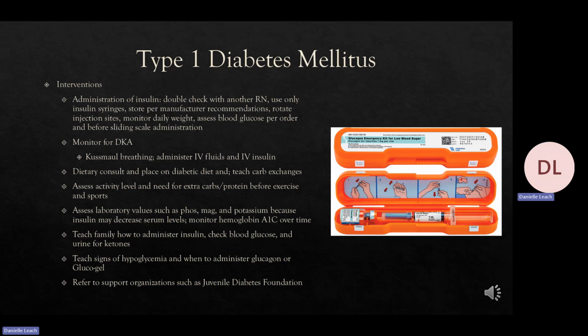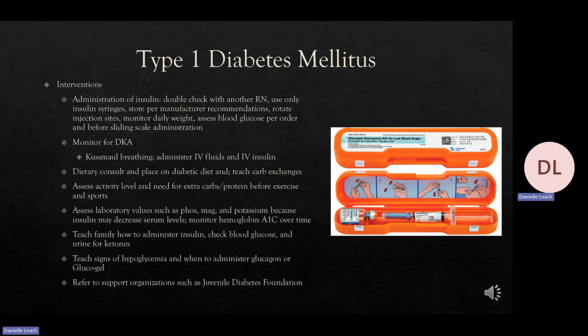We, of course, need to teach the family and the patient how to administer insulin, how to check the blood sugar, and how to test the urine for ketones. We also want to teach signs of hypoglycemia and when to administer glucagon or glucogel. So glucogel is going to contain glucose and it can just be squirted basically into the patient's mouth. But in order for them to have that, they need to be conscious.